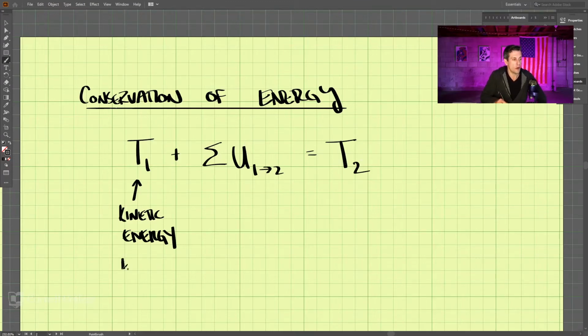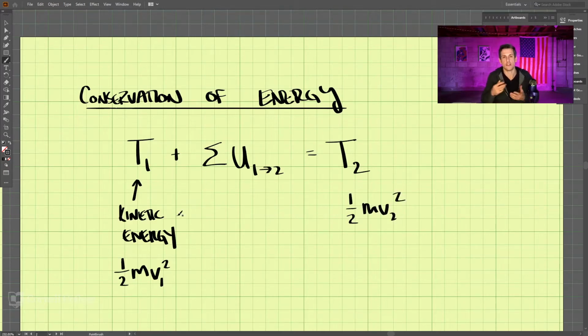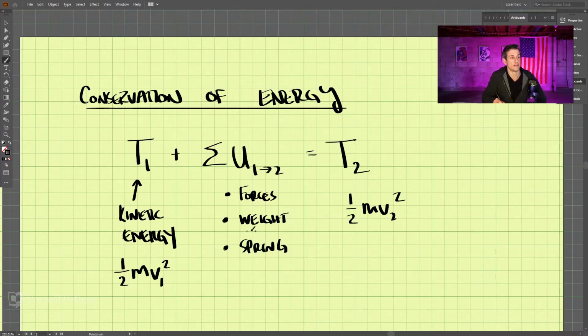All of you know that the kinetic energy term is 1/2 mv squared. So on the left-hand side, we have 1/2 mv1 squared, and on the right-hand side, we have 1/2 mv2 squared. So what is changing this kinetic energy? All of our work terms in here. These could be things like forces, weight, or a spring. All of these things, in terms of work, alter our kinetic energy from state 1 to state 2.